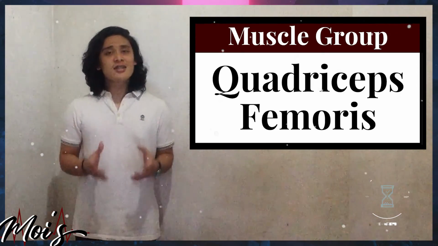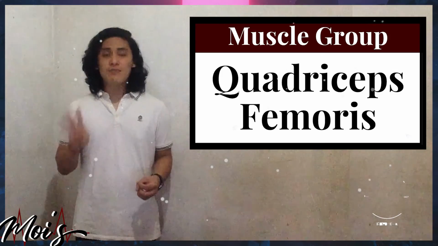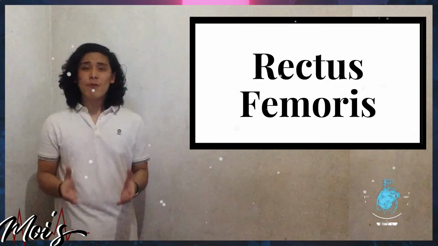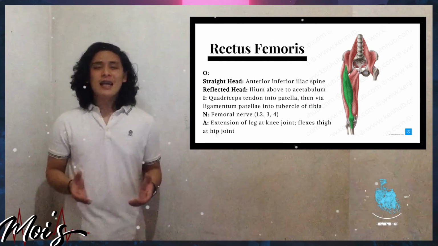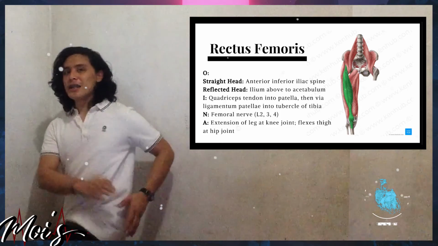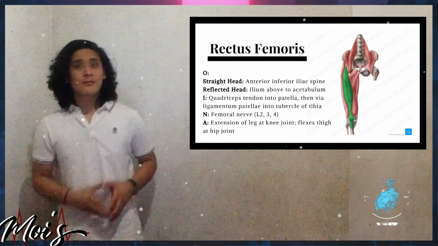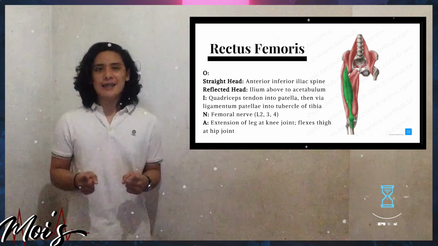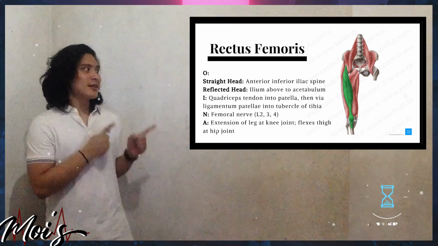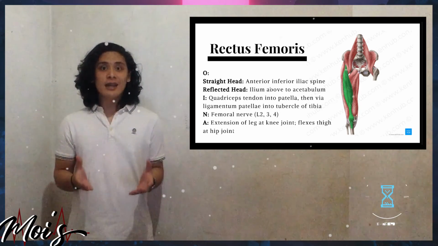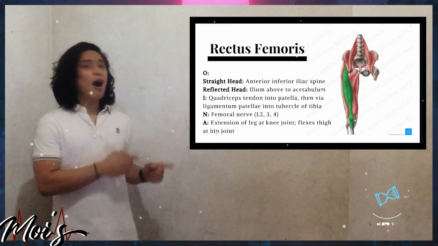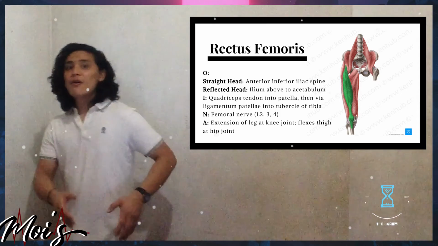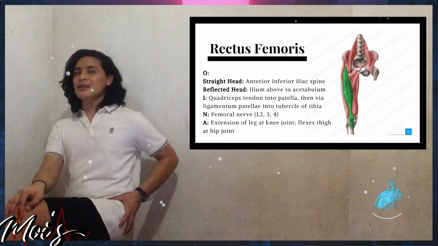So now, let's discuss the origins of these 4 muscles. Start with the rectus femoris. The rectus femoris is the only muscle of the quads that is double jointed, both at the hip joint and knee joint. The straight head of the rectus femoris originates at the AIIS, or the anterior inferior iliac spine, and the reflected head originates at the ilium above the acetabulum. Since it is double jointed, it can both flex the thigh and extend the knee.